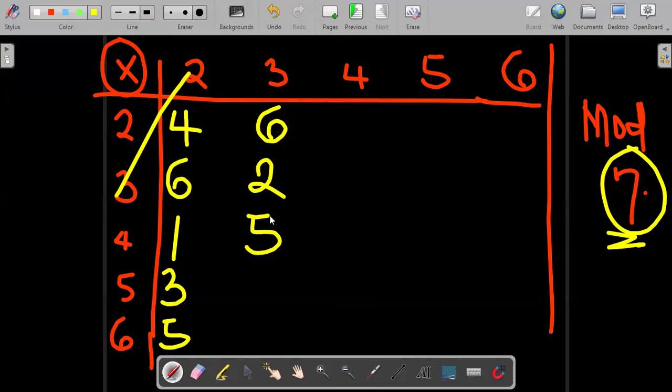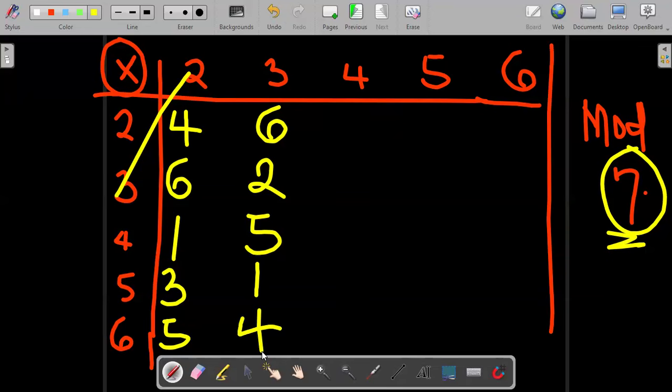Then 3 times 5 is 15. How many 7 can I find in 15? Is 2. Because 2 7s will give me 14. So 14 from 15 becomes 1. 1 is remaining. Then 3 times 6 is 18. How many 7 can I find in 18? Is 2. What is left? Is 4.